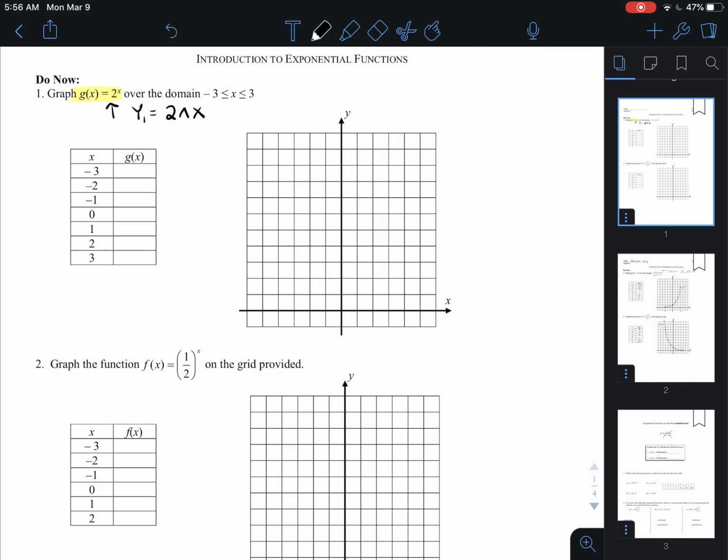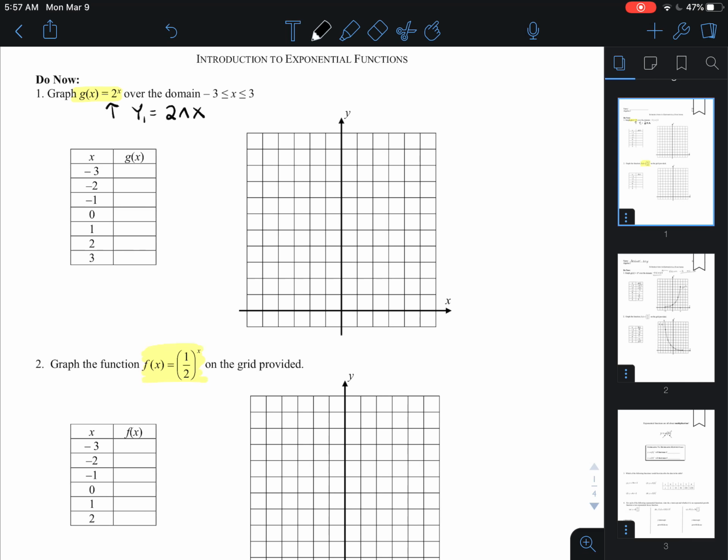Once you do that, go to your table of values and find the values for y when x is -3 to +3, and plot them. So right now I want you to pause the video and plot both y equals 2 to the x power and then y equals 1/2 to the x power.